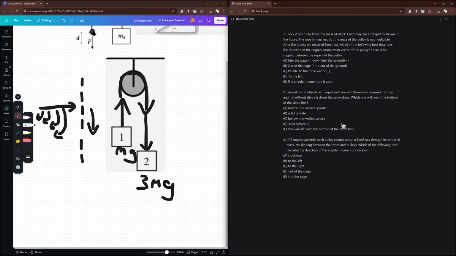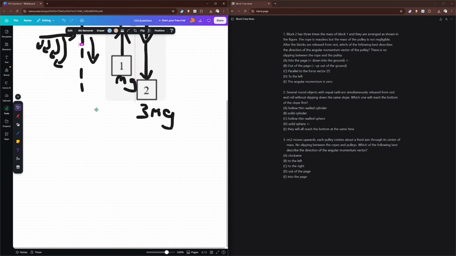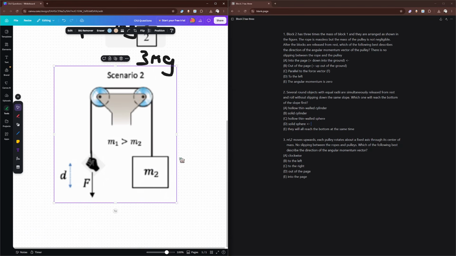So the answer is D for this multiple choice question. And then for 3, we need to use this diagram. So I'll just bring this down here, right?